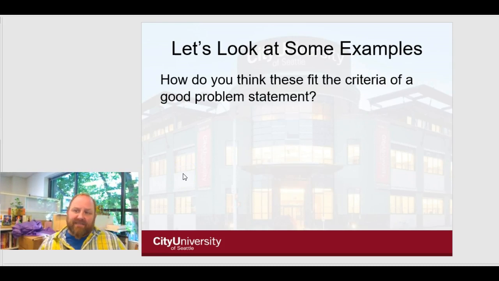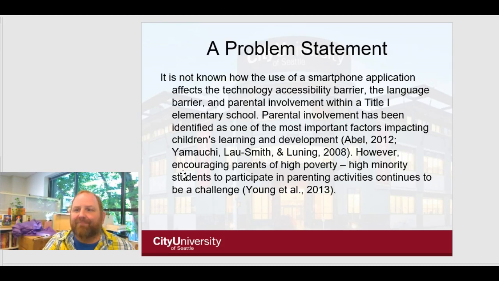So let's look at some examples of a good or a bad problem statement. And since we're not doing this live and interactive, I'm just going to go through these pretty quickly here. And then you can ask questions about why the things I said were what I said.